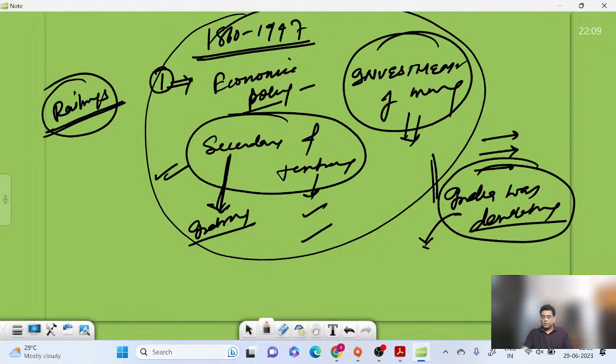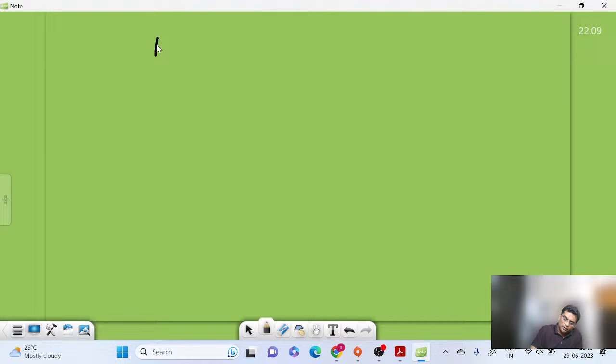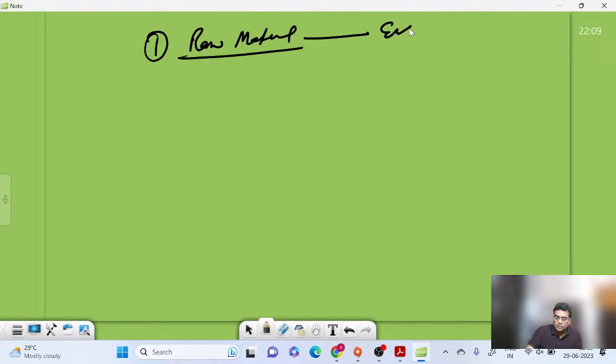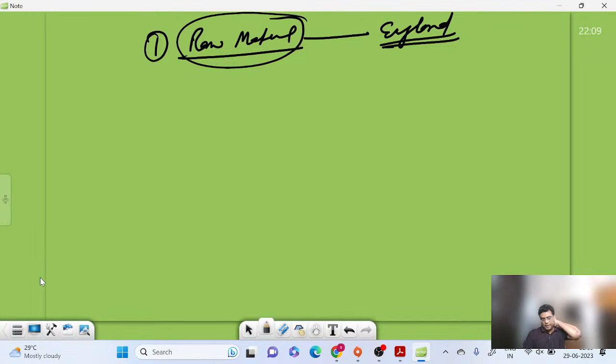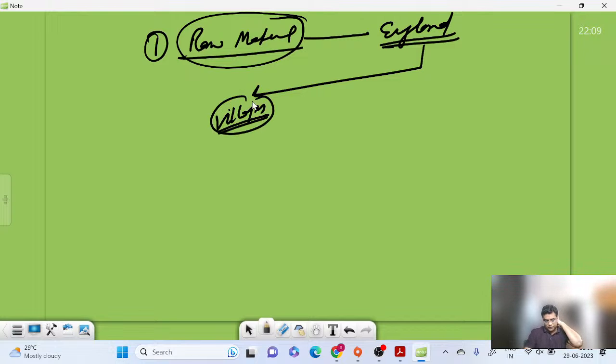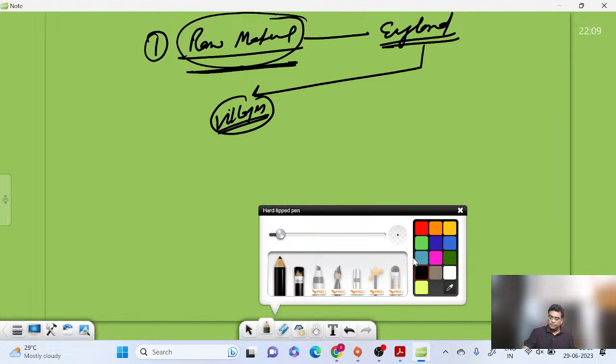The first purpose, source of raw material. It was transported to England, right? And finished product of England was sent to villages. So raw material served into, and this is the way that railway had taken the lead. Finished product of England was sent to countryside.